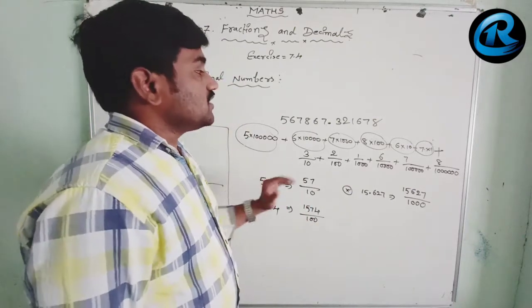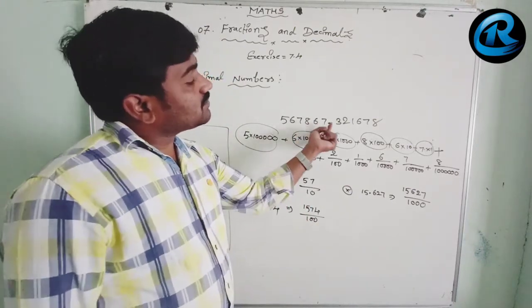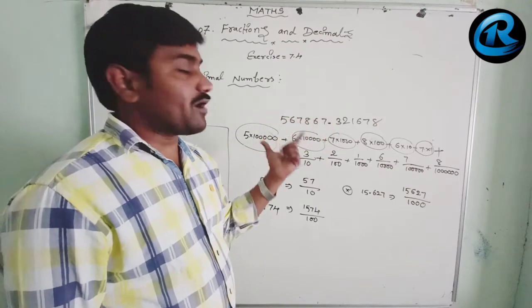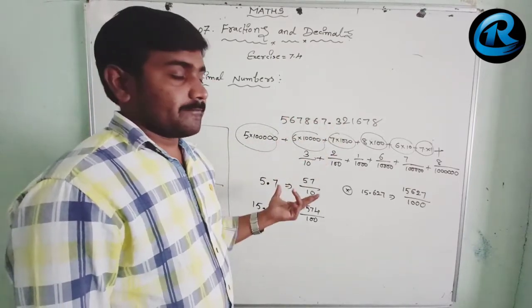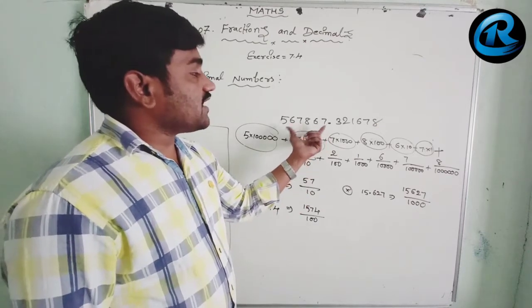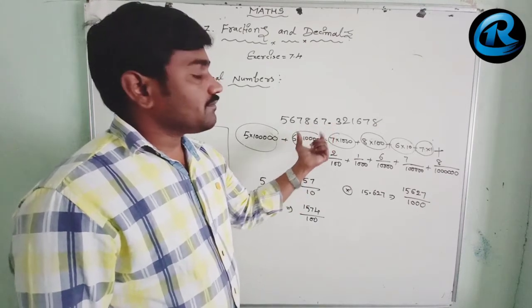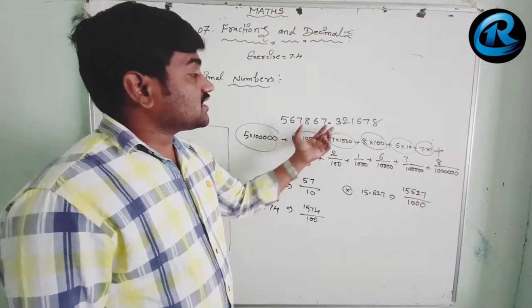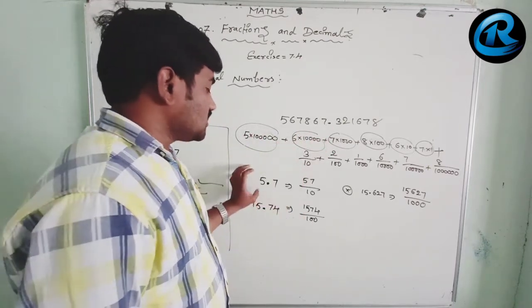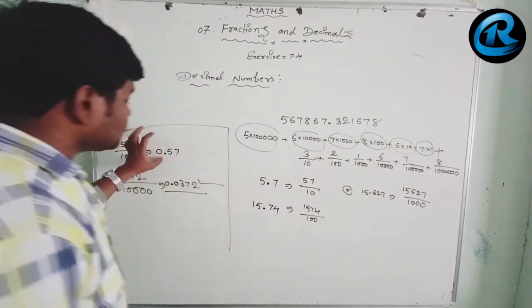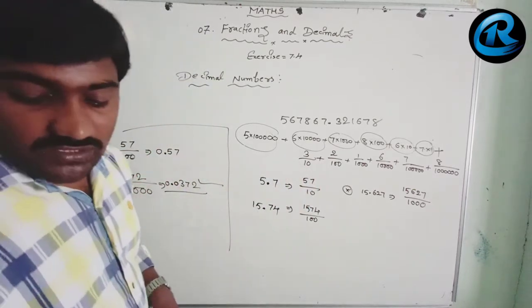So here we have learned what a decimal number is. The decimal point divides the whole number into two parts. One is the integer part or whole part. The other part is known as the decimal part. The point which divides the decimal part and the whole part is known as the decimal point. We discussed the place values of decimal numbers, how to change decimal numbers into fractions and fractions into decimal numbers.